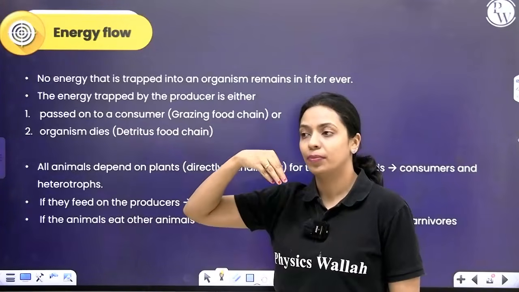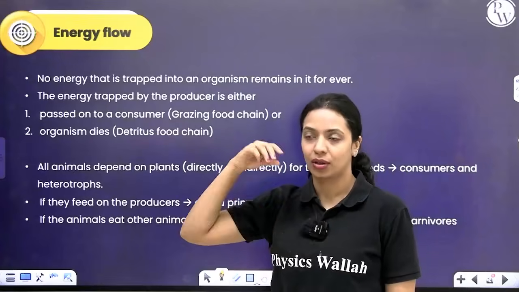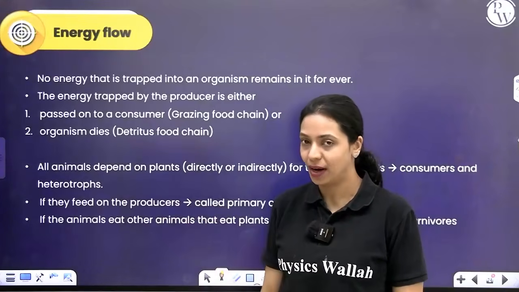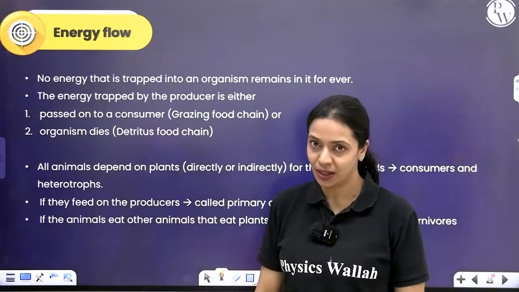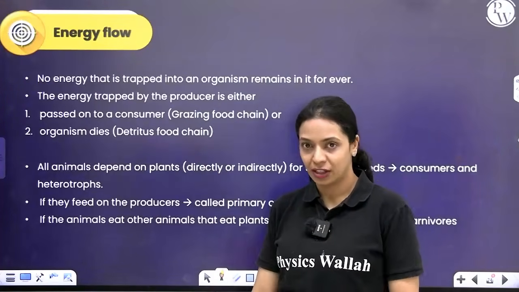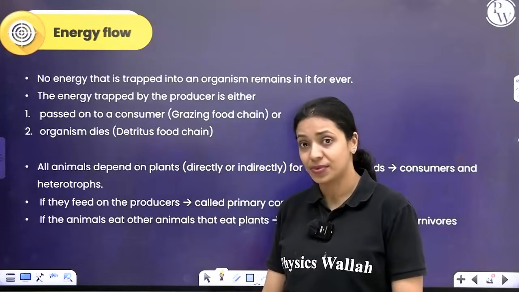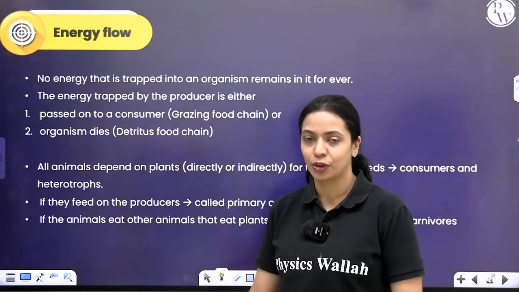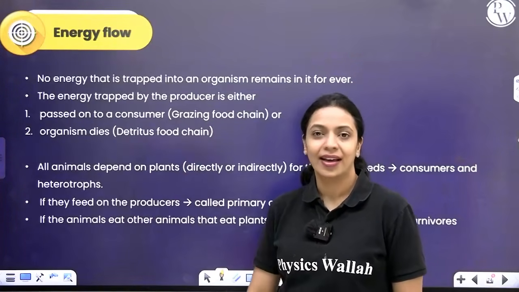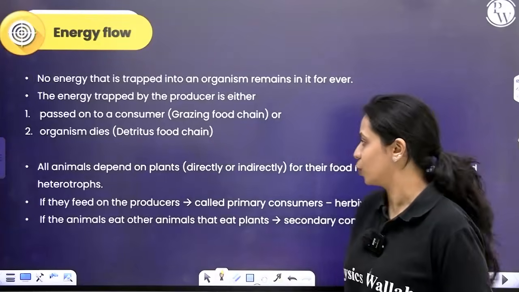If an animal like a cow or a goat or some herbivore feeds on that plant, energy is transferred to it by means of the grazing food chain. If it dies and falls on the ground, it becomes detritus, and detritivores and other bacteria, fungi, microbes will act upon it, decompose it, and then it will become a part of the detritus food chain.